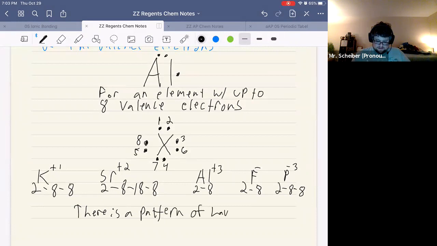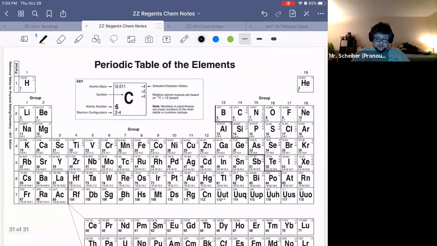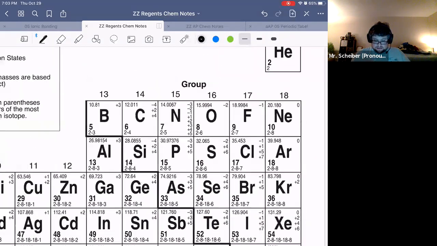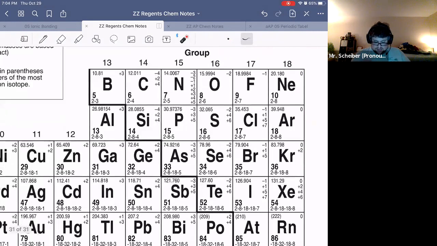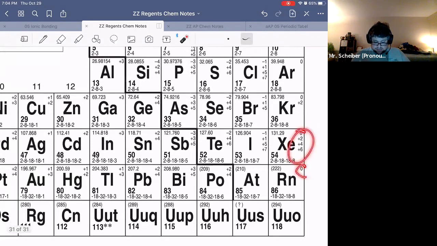Of having 8 valence electrons when you form an ion. And we remember that the noble gases, look at that, don't form an ion. Can they form an ion? Not really. It gets more unstable down here, but like no ion, right?